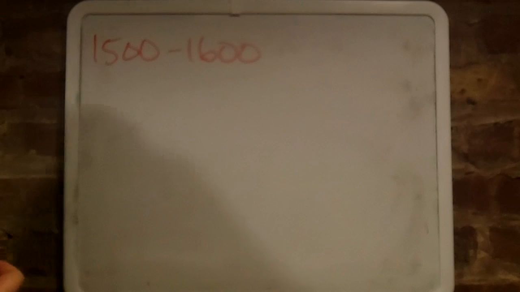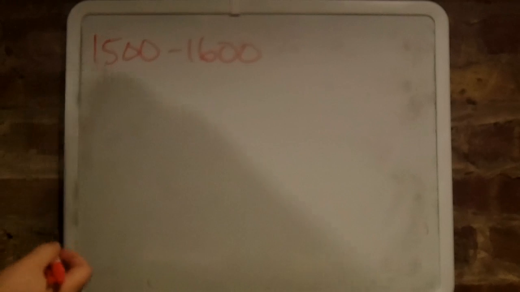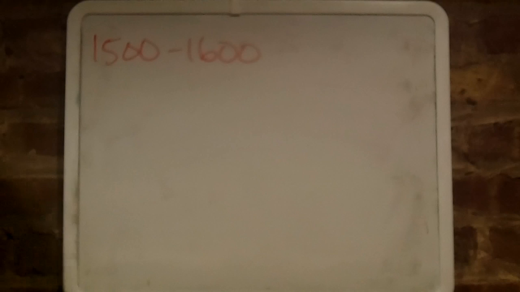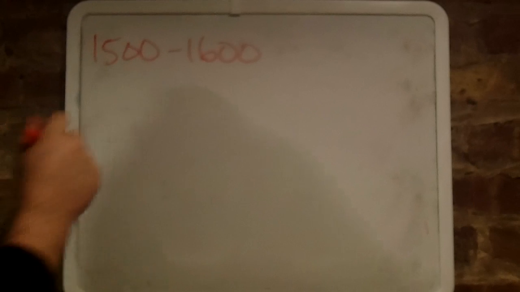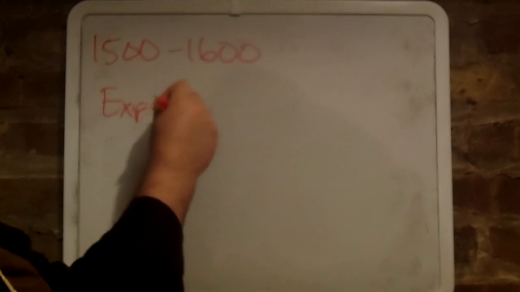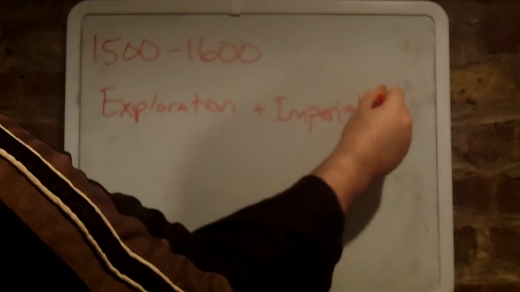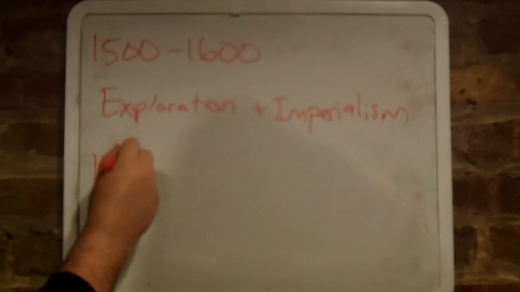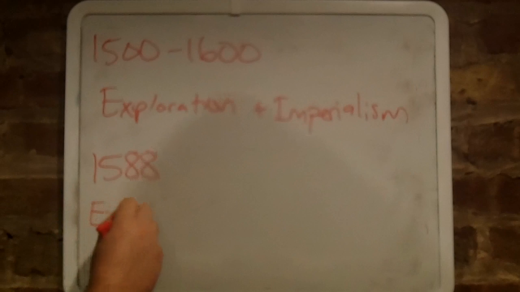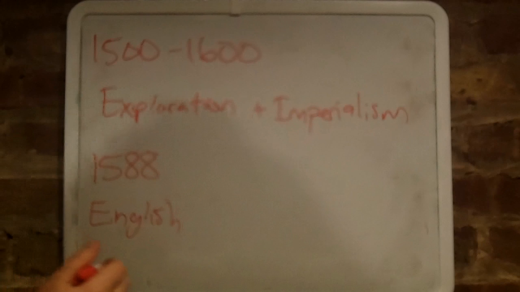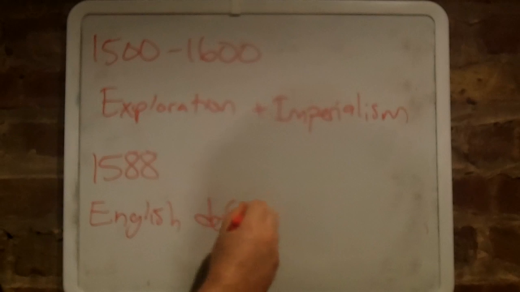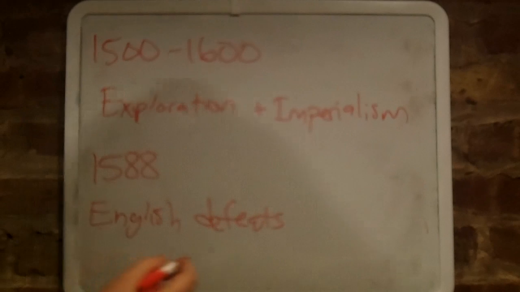So, the Age of Discovery goes about 1500 to 1600. This has the discovery of the other continents, colonization, empire building. So you can just call that imperialism and discovery, or exploration and imperialism. In 1588, another very important year, the English Navy defeats the Spanish Navy or Armada, and this was the beginning of the rise of England as a naval power.